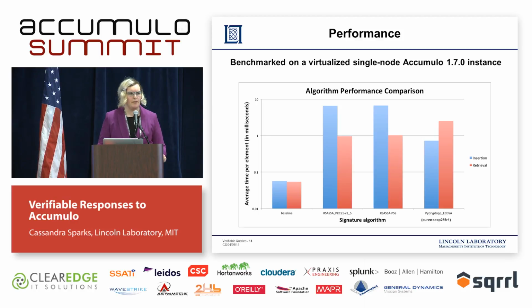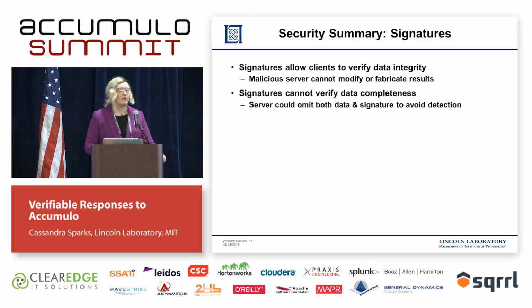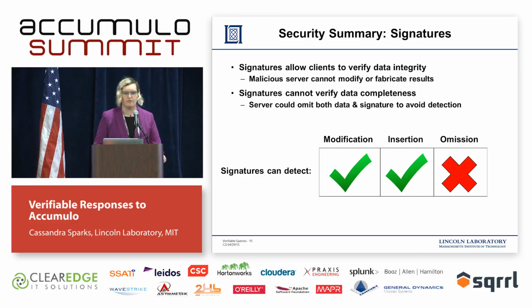So just to sum up how signatures work, these allow clients to verify parts of data integrity, where the server can't modify or fabricate results. But I elided one security thing that they're missing, which is that they don't detect if servers omitted a result entirely. You can see how a server can just omit a cell completely and not let a client know about its existence, and you can't sign the lack of an entry in a certain place. In other words, it can detect modification and insertion, but not omission of data.